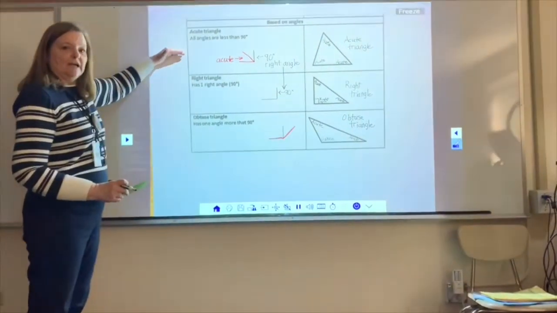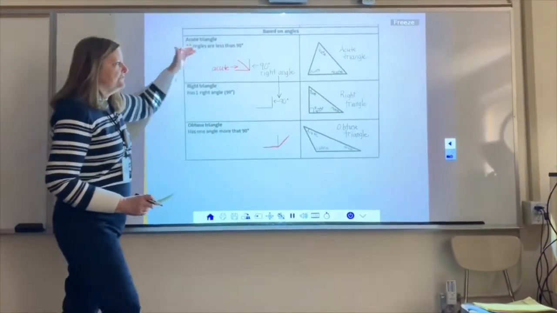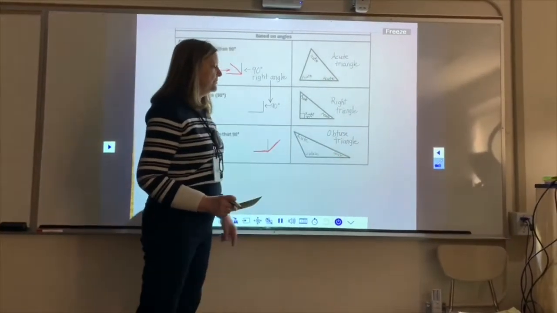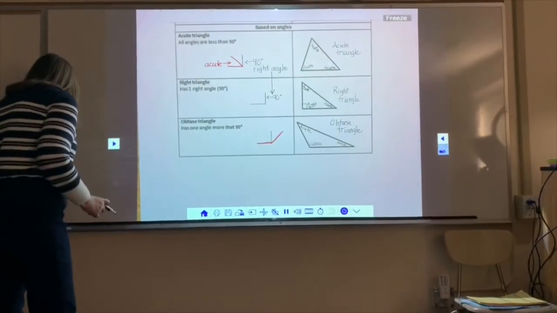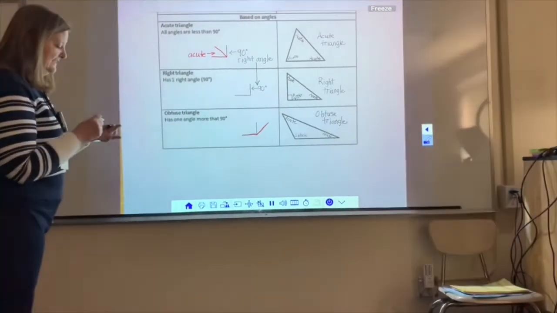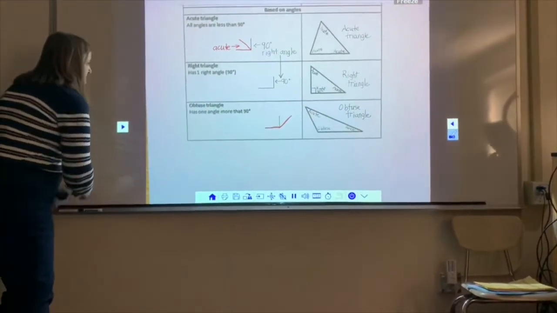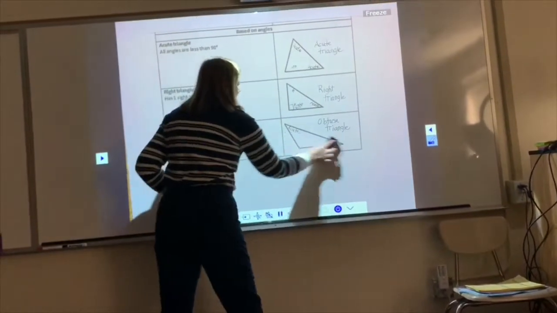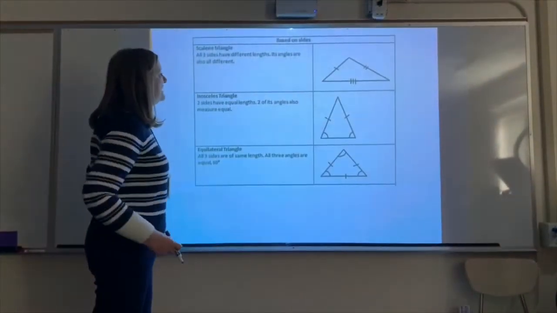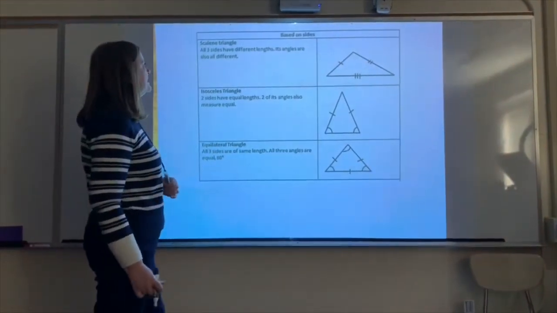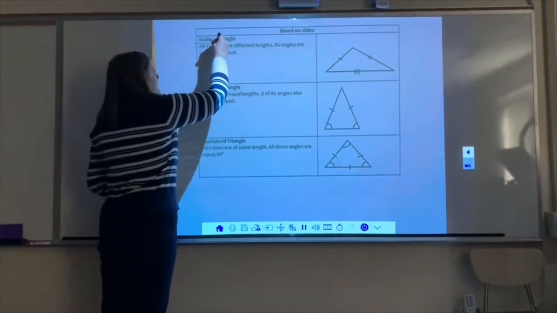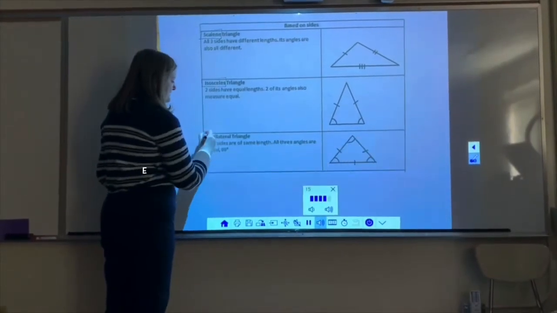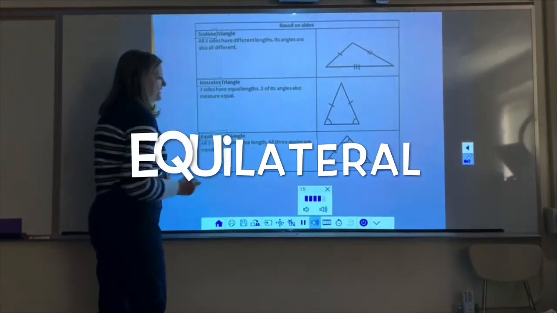So when you're at first identifying a triangle, you first identify whether it is acute, right, or obtuse. And after you do that, then you can look at the side names to determine what that is. We'll move to that here right now. Okay, now we're going to take a look at triangles based on their sides. We have scalene triangles, isosceles triangles, and equilateral triangles.